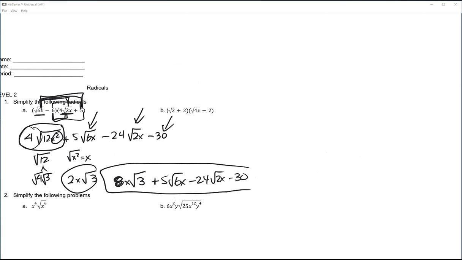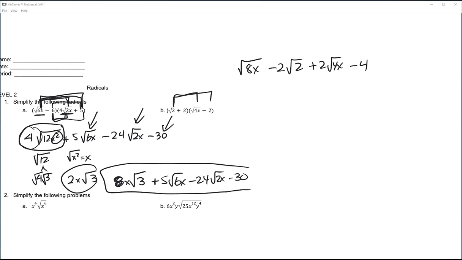Letter B is 2 times, so it'll be radical 8x minus 2 radical 2 plus 2 radical 4x minus 4. I'm just double checking: radical 8x, 2 radical 2, inside is 2 radical 4x, and 2 minus 4.